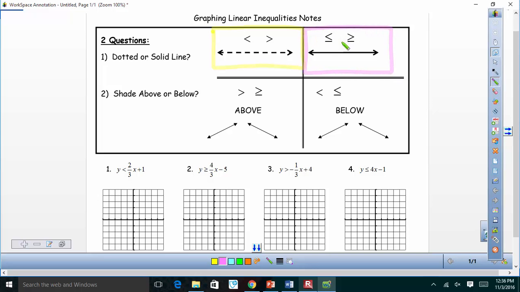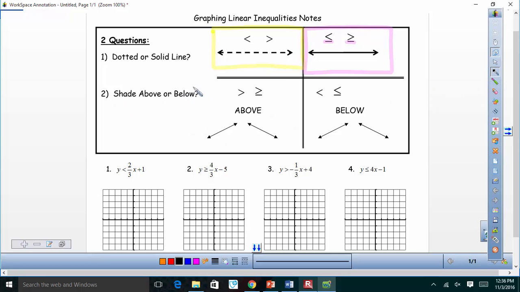The way that I remember this is, do y'all see how it has a solid line underneath the sign? Does everybody see that? Yes. When it has the solid line underneath the sign, I know it has to be solid. If it doesn't have a line, then it's going to be dotted. That's how I keep those separate.